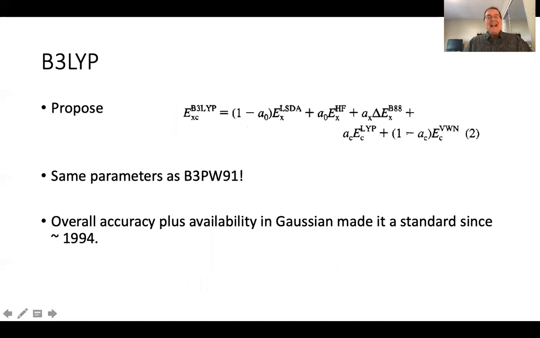And they used exactly the same parameters that Becke had for B3PW91. So in other words, they didn't refit this. They just said, well, we're going to use a different correlation functional. And when I read that, it shocks me. It's like, well, why would you think that works? But it turns out it's pretty darn accurate. That, coupled with its availability in Gaussian at this point, made this method explode.